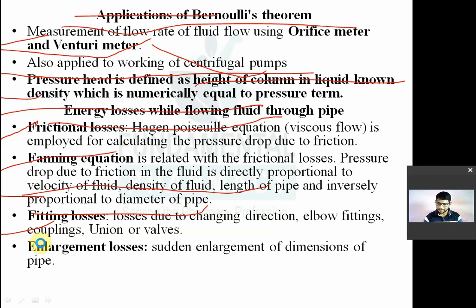And then enlargement losses. The third kind of loss is nothing but the enlargement loss. Energy losses during the flow of fluid through pipe: frictional losses, fitting losses, and enlargement losses. Suppose you have a pipe there and suddenly you made that pipe bigger, that is nothing but the enlargement. So sudden enlargement of the diameter of pipe will also cause loss. So the enlargement losses are due to sudden enlargement of dimension of pipe.